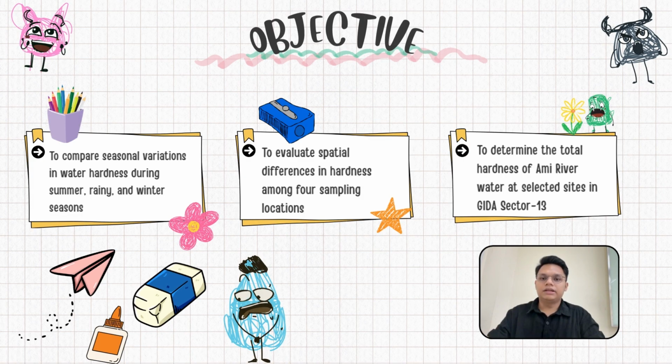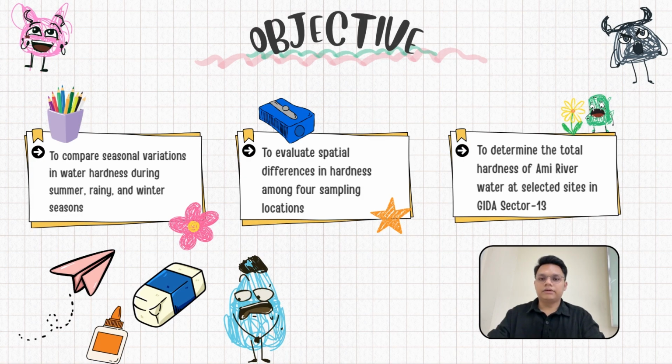Secondly, the spatial variation among sampling locations. The objective aims to evaluate the spatial difference in water hardness among the four selected sites within the Kedah Sector 30 industrial area. Each sampling location may experience different levels of industrial discharge, domestic wastewater input and geological influence, which can affect the concentration of hardness-causing ions in the river.